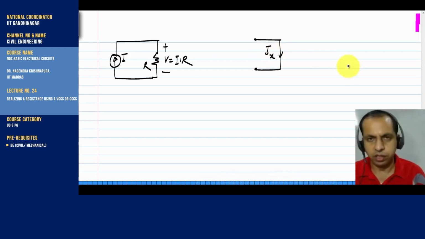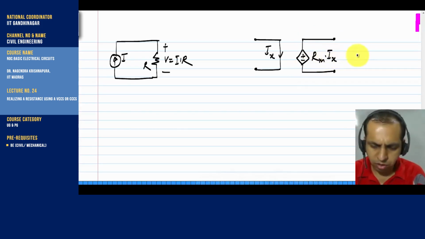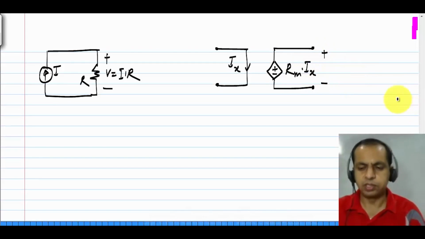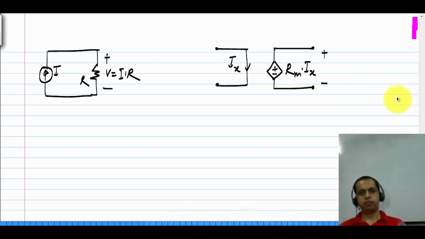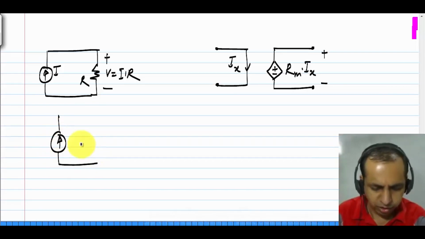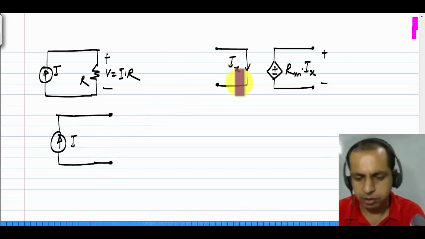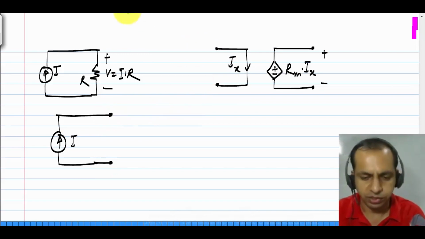There is a certain current Ix. This will produce a voltage which is Rm times Ix between these terminals. Okay. Now, what do I want to realize a resistor? Let us say I have a current I. I must sense this current, that is, I must place this controlling branch in series with this.